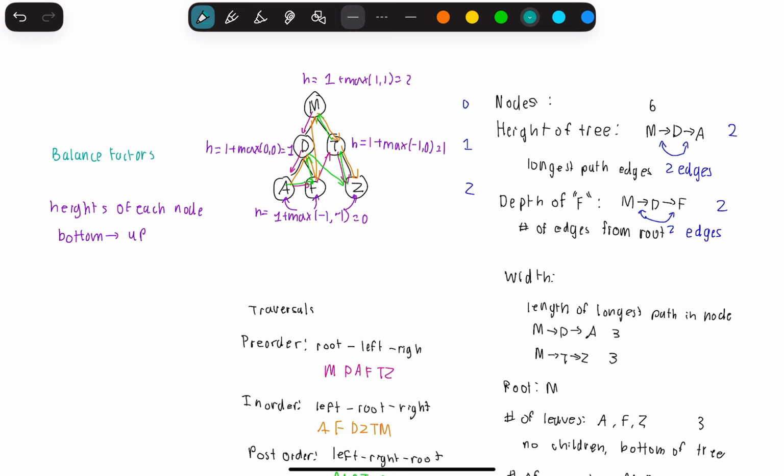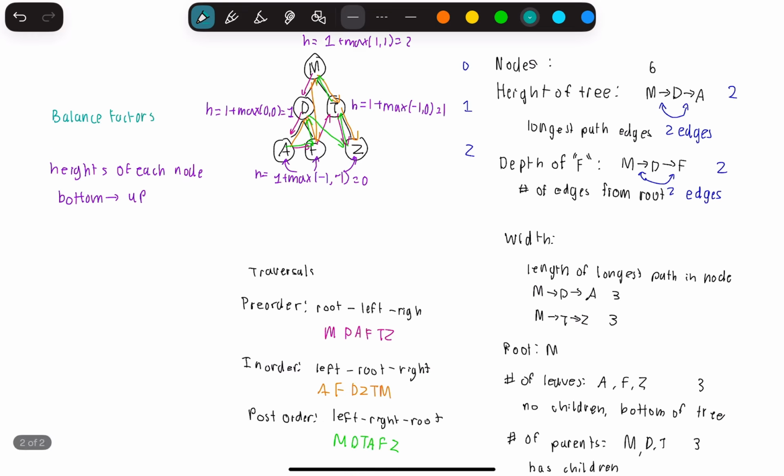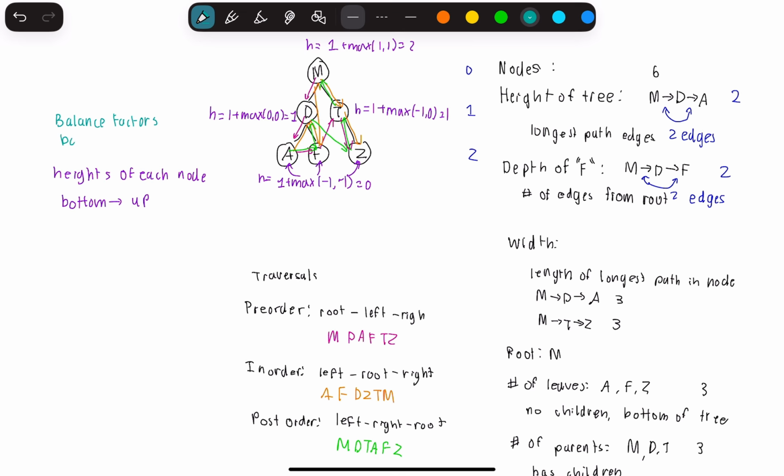Okay, so let's start off with the leaves. Again, you work from bottom up. So these leaves are all going to have the same balance. So it's going to be -1 minus -1 is equal to 0, and this is going to be the balance for A, for F, and also for Z. So now let's do node D.